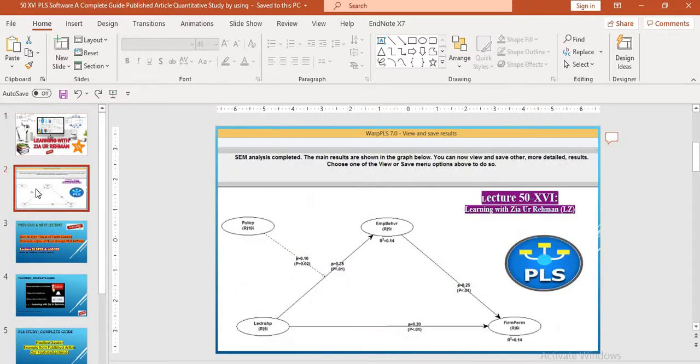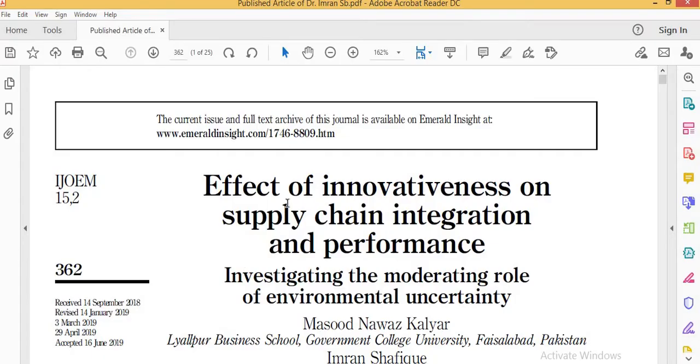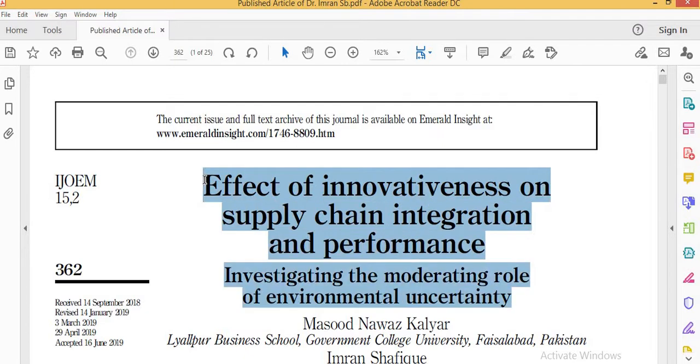Today's lecture is about how to use the PLS software, a complete guide. We will deliver our today's lecture by showing you a published article: what are the tests and analyses the authors used for this paper, what are their names, how they show their results, and what tables and figures they have shown in their published article.